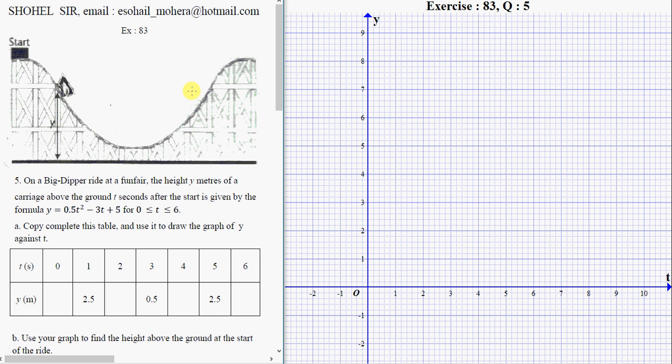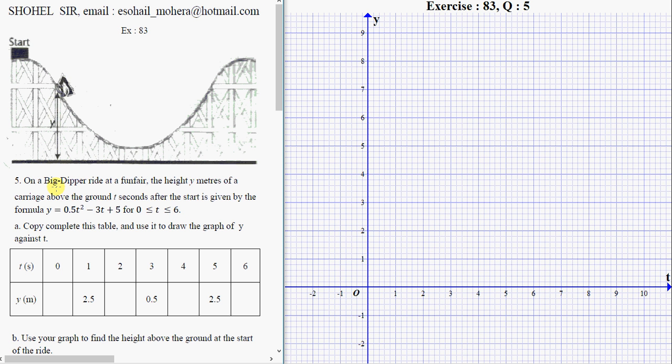Question number 5. On a big dipper ride at a fun fair, the height y meters of a carriage above the ground t seconds after the start is given by the formula y equal to 0.5 t squared minus 3t plus 5 for 0 less or equal to t less or equal to 6.